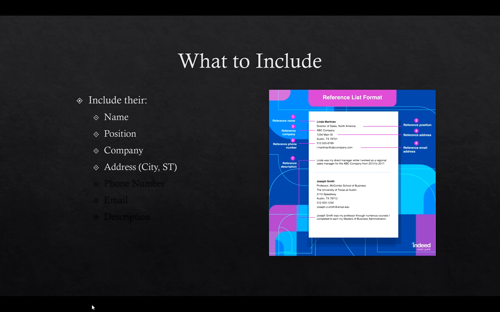So you'd include their phone number so that they can call them and have a conversation about you and your qualifications. You could also give their email so the employer can reach out through email to set up a time to make that phone call. And then you would also give a description of how you knew this person so the employer knows why they should speak to them and what they would speak to them about.